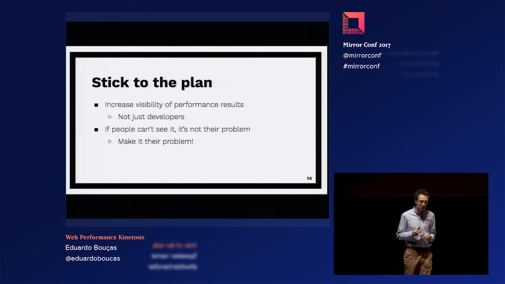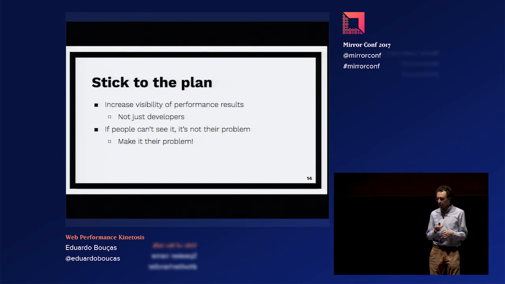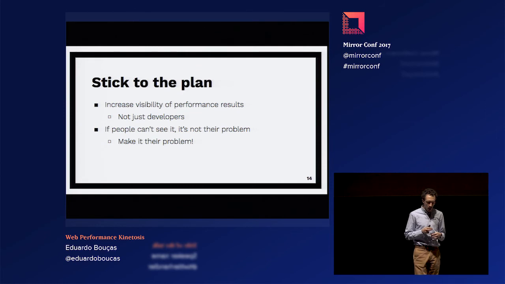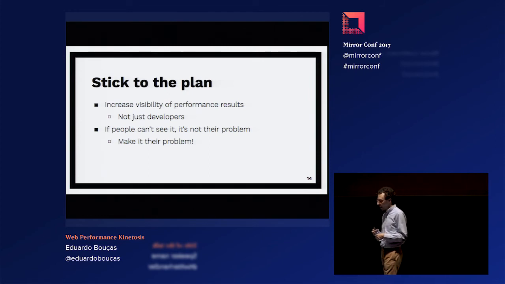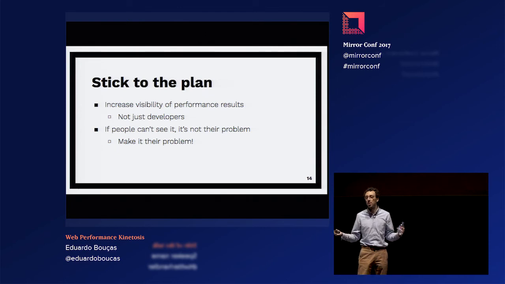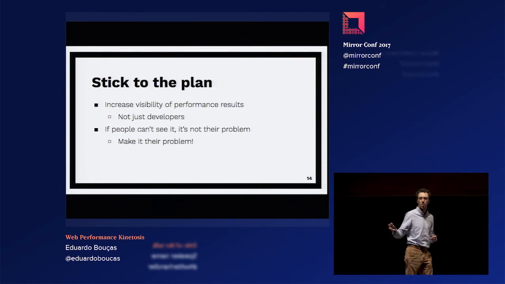And how do we do this? Well, I think it's really important to increase the visibility of performance results. Because if you think about the tools that I showed you earlier, your browser tools, web page test, these are tools that are used by developers. And so you can't expect a business director to be opening Chrome developer tools and looking at waterfall charts and things like that. They won't do that. It's not their job to do that.